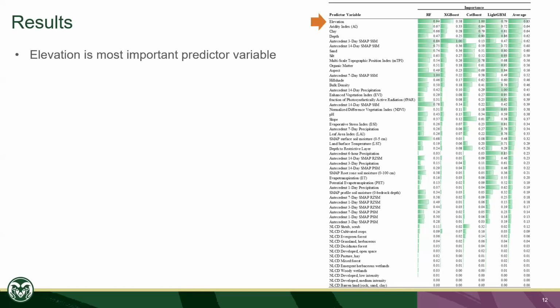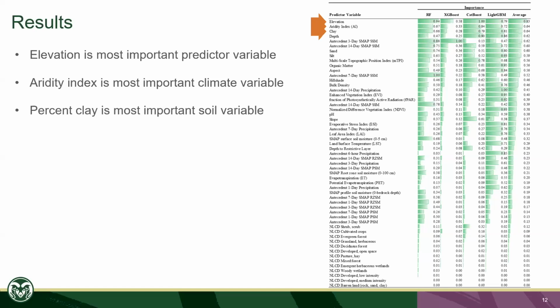Interestingly, the most important predictor variable is elevation, one of the topographic attributes. It's surprising to me because it's a static variable. It doesn't provide any temporal information at all, but it's clearly helpful in understanding the spatial variation of soil moisture between sites. Second up is the aridity index. It's the most important climate variable, again, a static variable. That helps us understand spatial variability between sites.